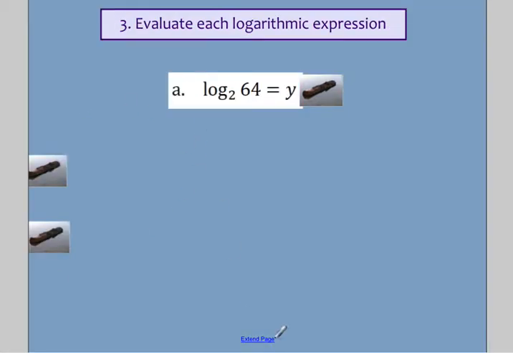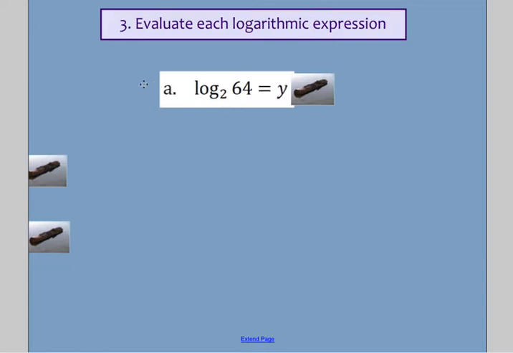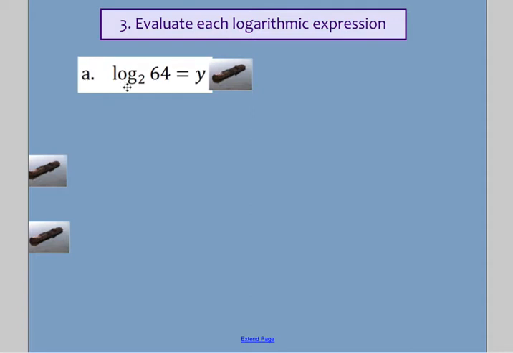Now we need to go ahead and evaluate each logarithmic expression. So looking at A, we have log base 2 of 64 is equal to y. So let's just go ahead and rewrite it how we have been in the past. My base is 2, so it is 2 to the y is equal to 64. If you don't know, you would get out your calculator and start trying it out.